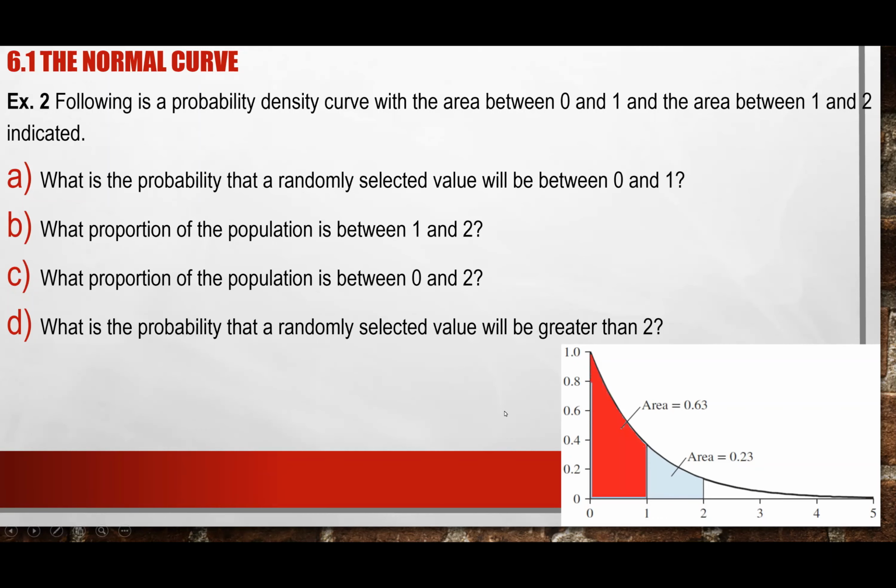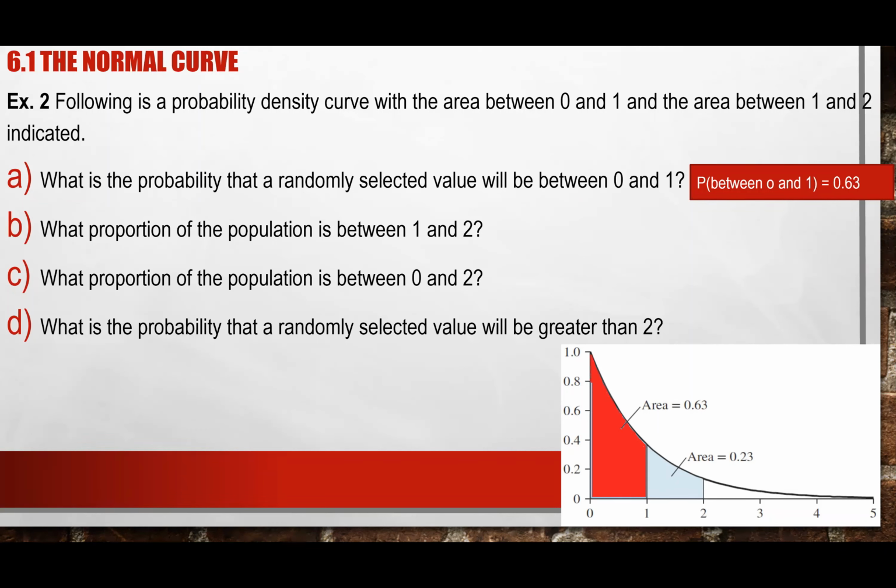We know that between 0 and 1, this is the area we're looking for. And if this is the area we're looking for, they have already given us the answer: the probability between 0 and 1 is 0.63, right?